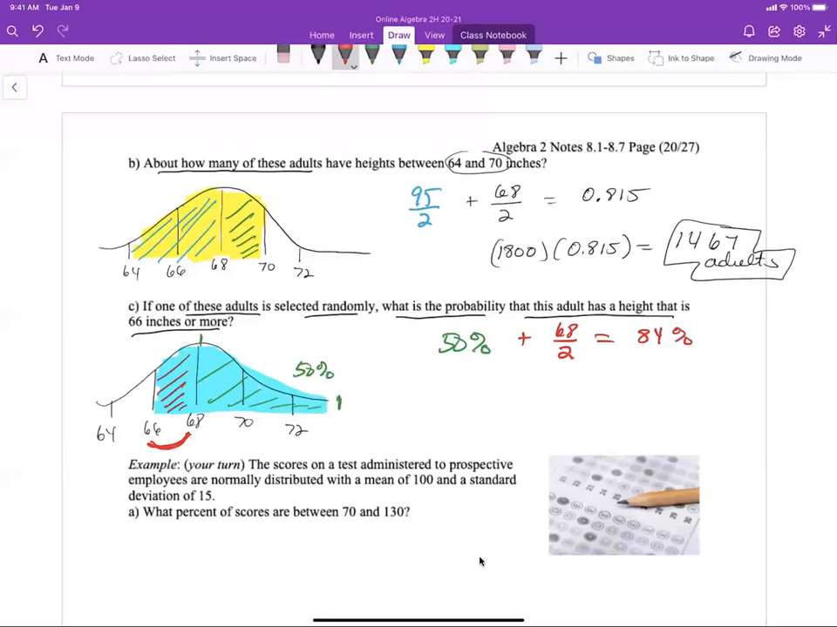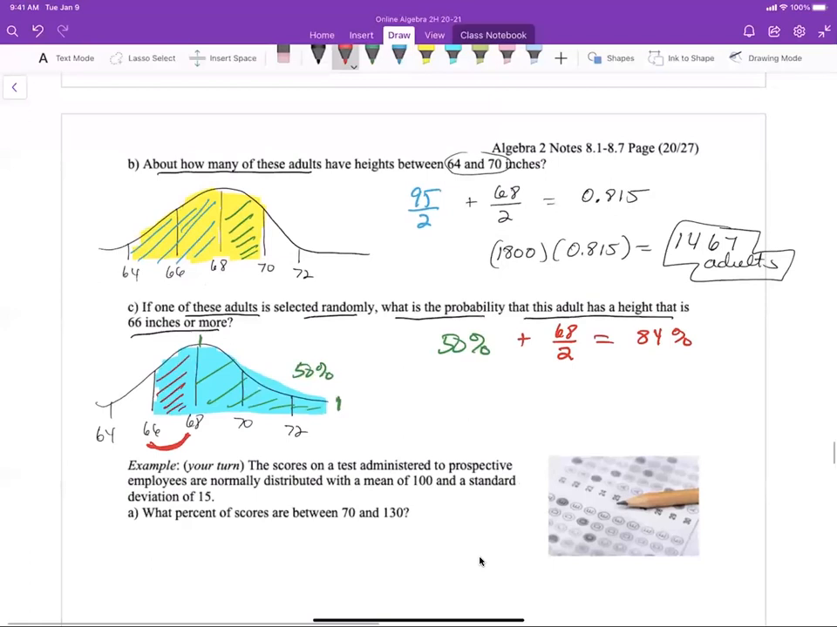And that is an acceptable probability. It asked for, oh, wait a minute. What was the question?